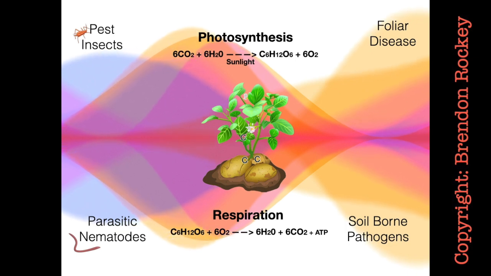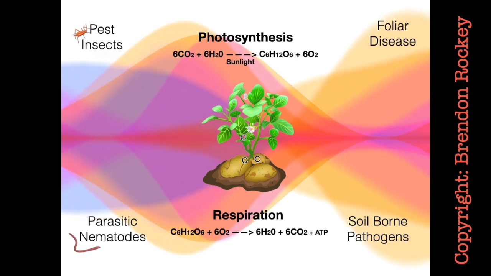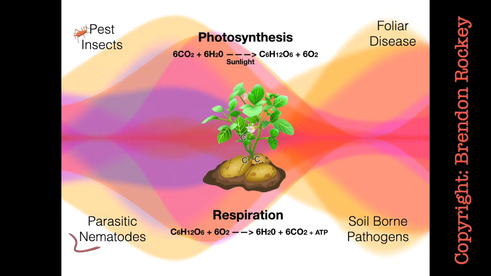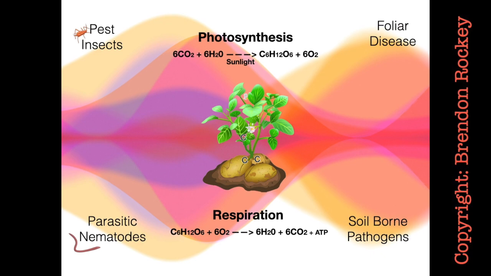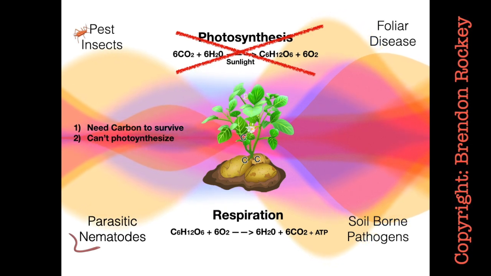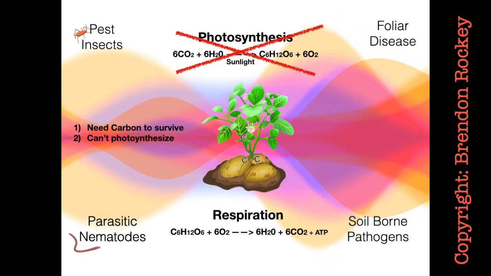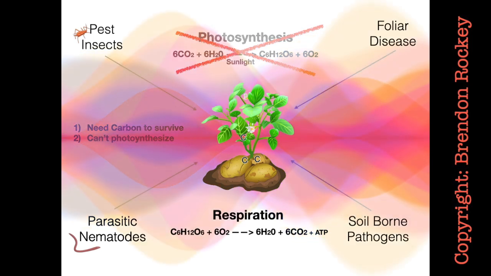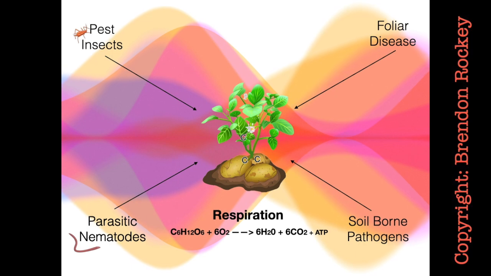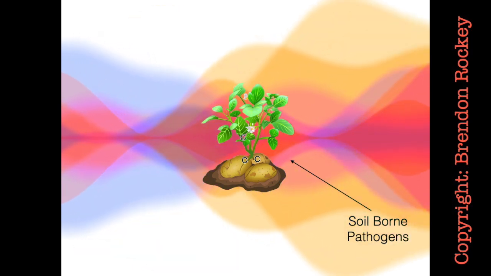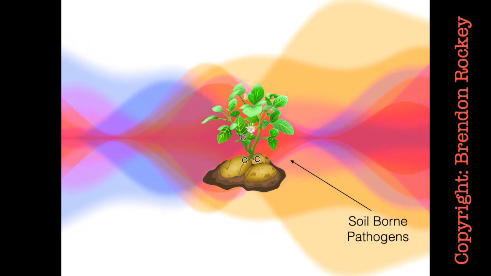The major problems that can impact a crop like potatoes include pest insects, foliar disease, soil-borne pathogens, and parasitic nematodes. All of these have two major similarities. They all need carbon in order to survive, but none of them can photosynthesize, so they all must access their carbon from a source other than carbon dioxide in the atmosphere. The reason they all become problematic is because they are going to try and acquire this carbon from the photosynthesizing crop. The soil-borne pathogens that impact crops like potatoes are either going to be bacteria or fungi.